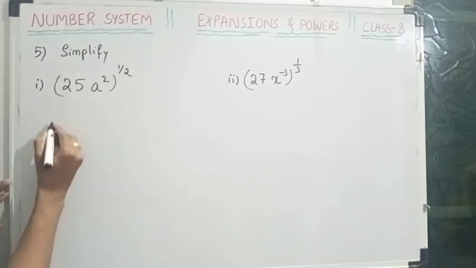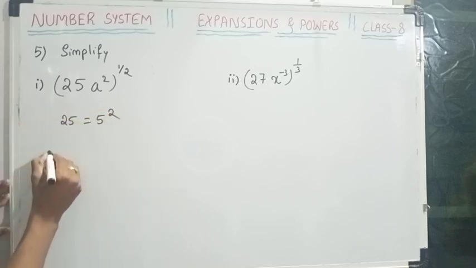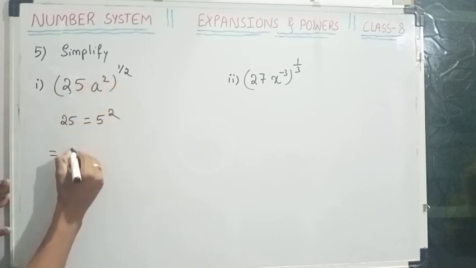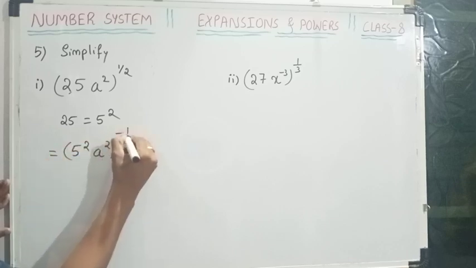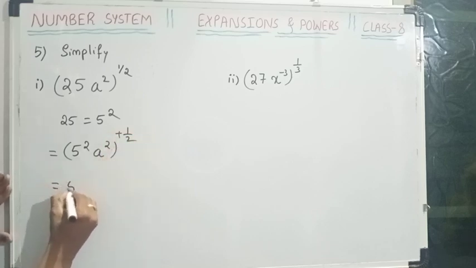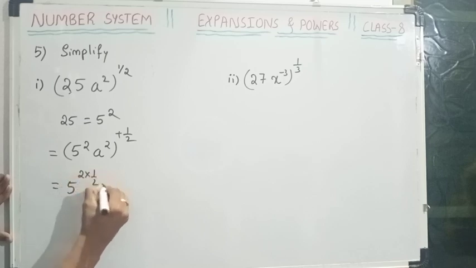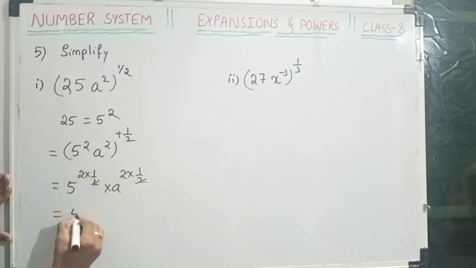Simplify 25a square raised to the power 1 by 2. 25 can be written as 5 square. I'll write this as 5 square a square raised to the power 1 by 2. That is 5 to the power 2 into 1 by 2 into a to the power 2 into 1 by 2. The 2s get cancelled here. 5 into a, that is 5a, is the answer for this question.